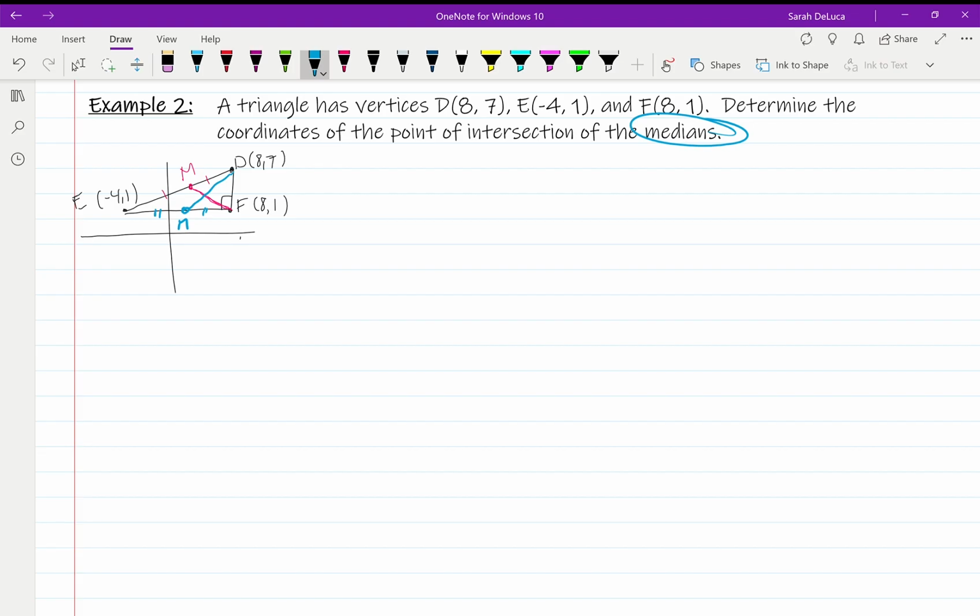In order to find the point of intersection of two lines, what is our method? Well, I have to have the equations of the lines, and then I have to solve the linear system. So I've really got to find the equations of these two medians. I'm going to have to find each midpoint, so I'm going to start with that.